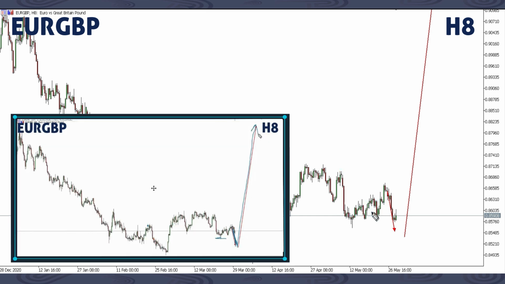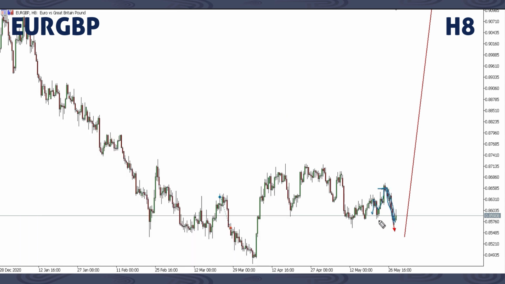Now you can see that this corrective structure went up to around this area here, and then we're starting to get this down move. Now two things can happen here. Right from this area here, we can be getting this up move, or we can be getting a small extra correction, then we get this down move. Then right from this area here, this is when we can now be moving up.